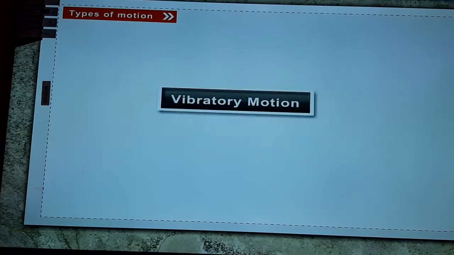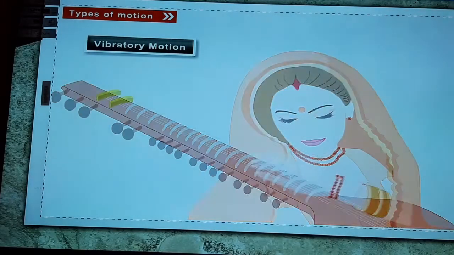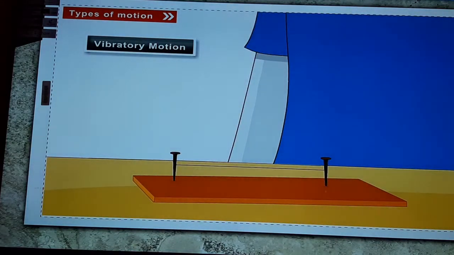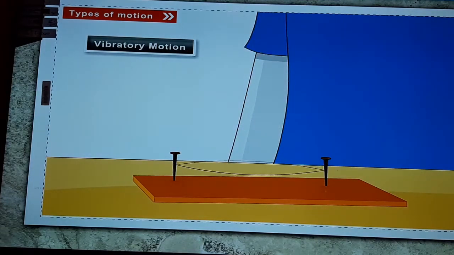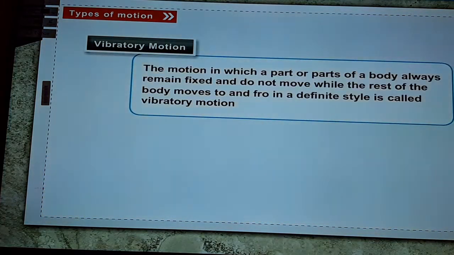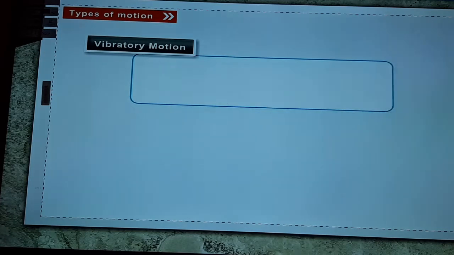Vibratory motion. Pluck a string of a sitar or a guitar. You will see that only the string moves, not the whole body of the sitar or the guitar. The motion of the string exhibits vibratory motion. The motion in which a part or parts of a body always remain fixed and do not move, while the rest of the body moves to and fro in a definite style, is called vibratory motion.